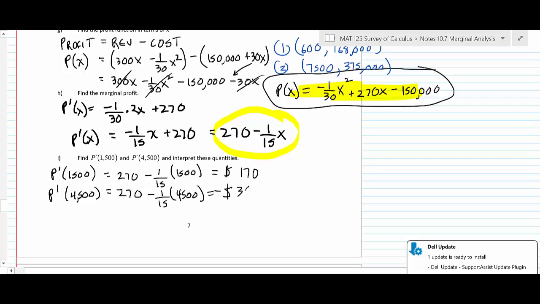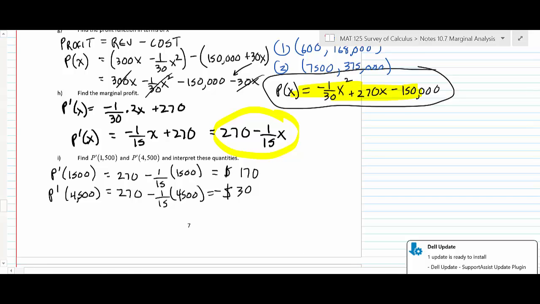Okay, what does that tell you if you got negative $30? Now, it doesn't mean necessarily that we're losing money, because remember, this is a marginal profit, so it's telling you that that money is decreasing. That profit is decreasing at that point in time.